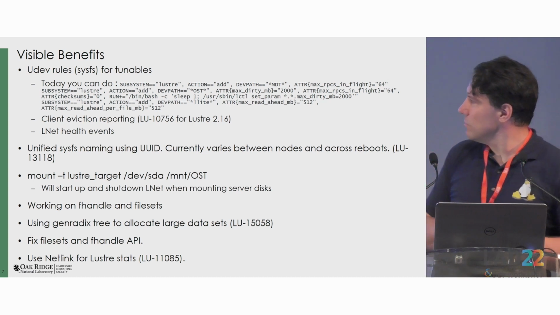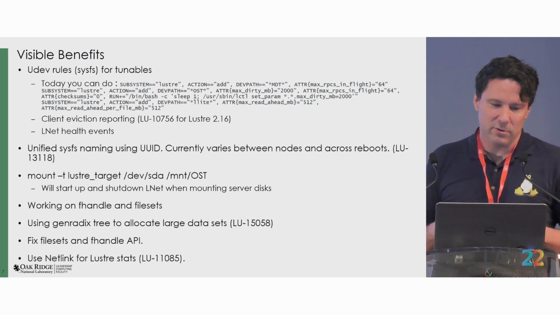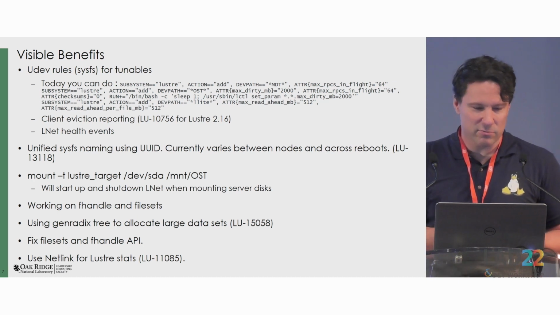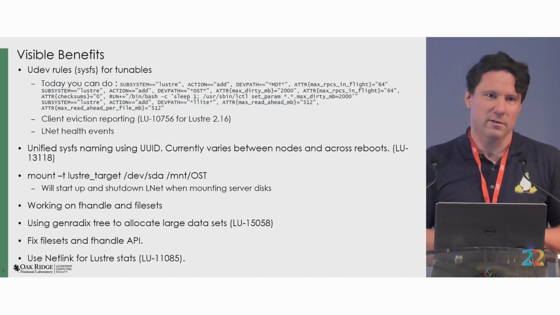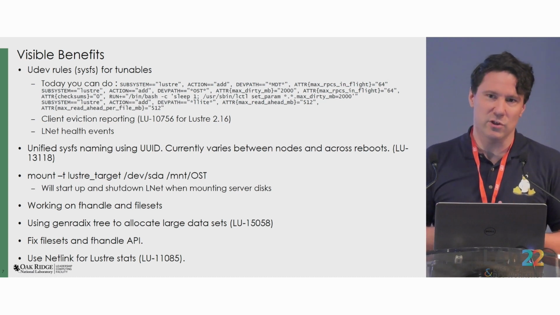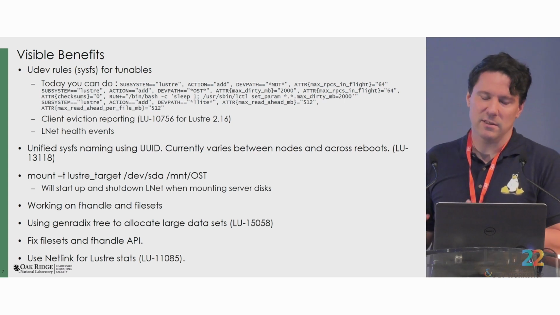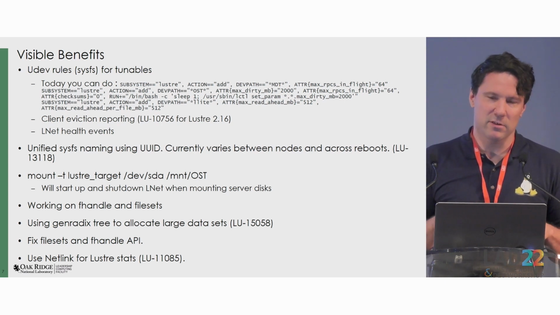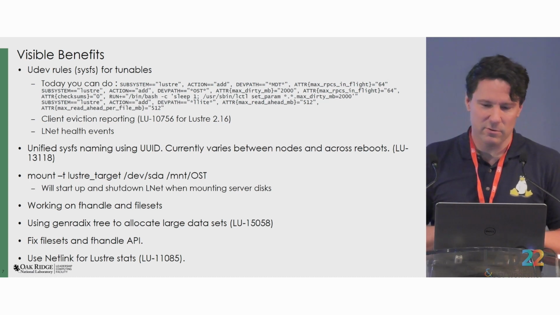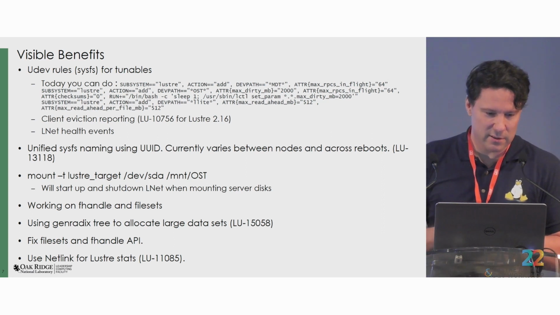Other benefits: we want to unify the SysFS naming space with UUIDs. In your traditional file systems, you can mount by a UUID, which is consistent across reboots. Currently, you don't do that. Currently, SysFS names with our UUIDs are unique to each node. So it would be nice to have that consistent. Each mount instance would be consistent every time you mount it. You could write scripts and you would know, oh, this is my UUID for this mount. So you don't have to just use star. You can actually use the proper UUIDs.